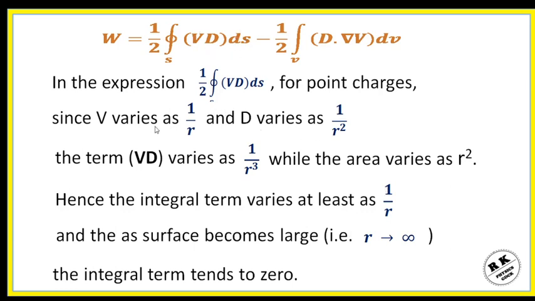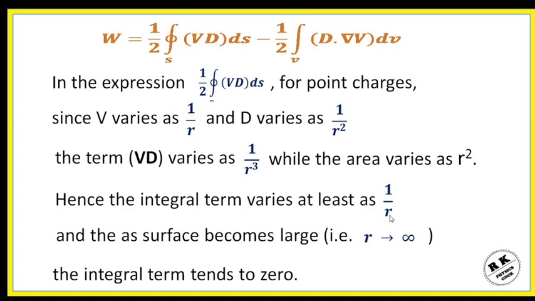Again I am repeating, listen carefully. Potential varies as 1 by r. The electric displacement vector varies as 1 by r square. So this product VD varies as 1 by r cube. Since this product is present inside a surface integral, and surface area varies as the square of the radius, the entire integral term varies as 1 by r.